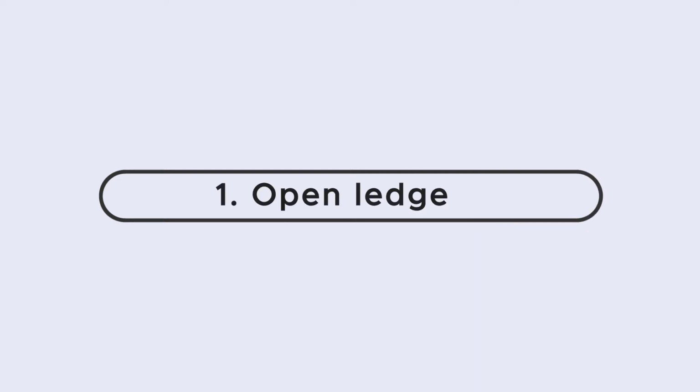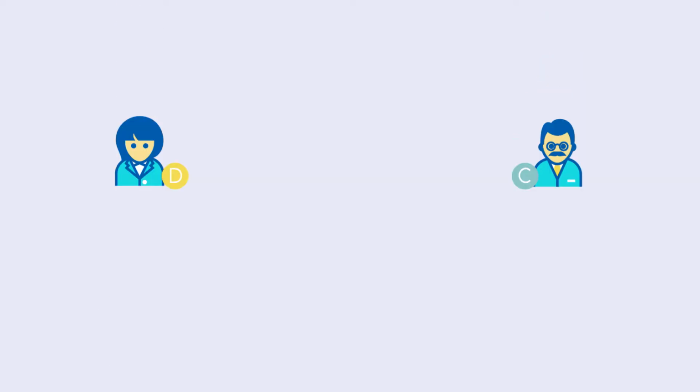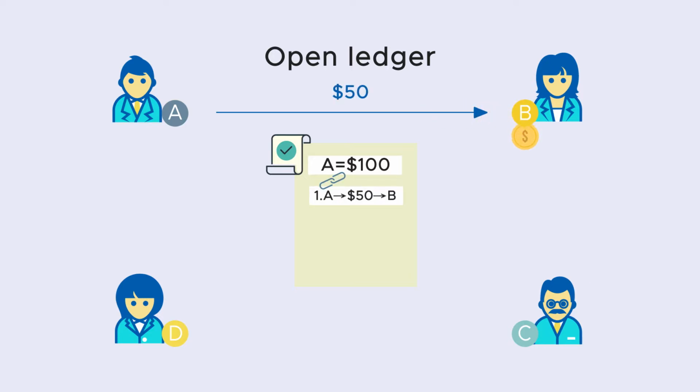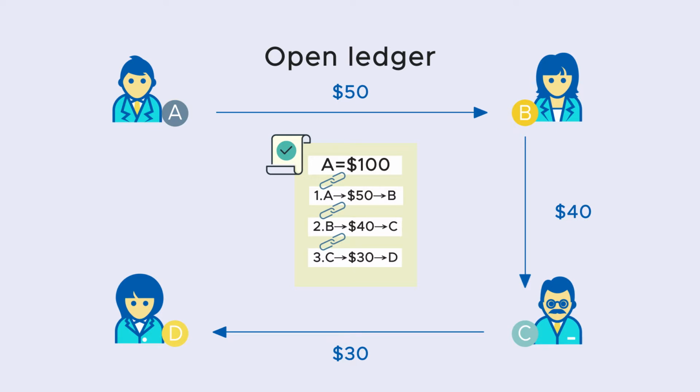The first principle we'll talk about is the concept of open ledger. Let us take an example where 4 people want to transfer money between one another in the form of Bitcoin. To keep it simple, we'll note the monetary amounts in dollar terms. At the start, let's assume that A holds $100. A then moves $50 to B. This is entered and then linked to the existing transaction on the ledger. Then let's say B moves $40 to C. We once again link this transaction on the ledger. And finally, C moves $30 to D and we end up with a chain of transactions.